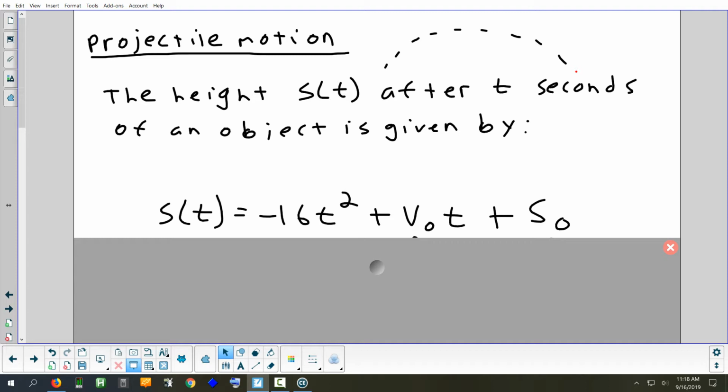So it says the height, that's what this is. That's the height. So the height of the object equals, and now what you have to do is plug in some stuff. Okay. Negative 16t squared plus v sub 0 t plus s sub 0. So there's 3 variables, t, v sub 0, s sub 0.